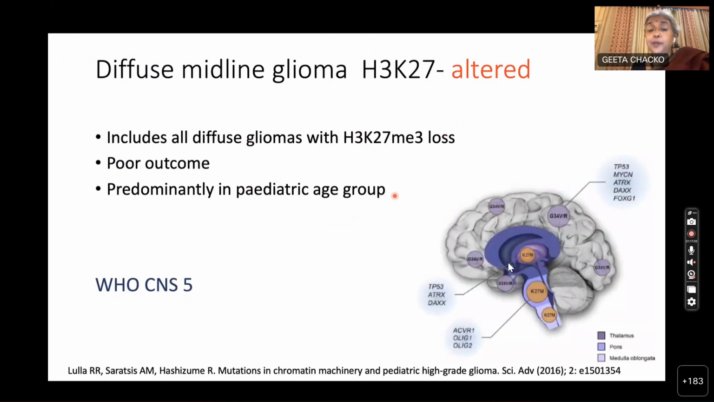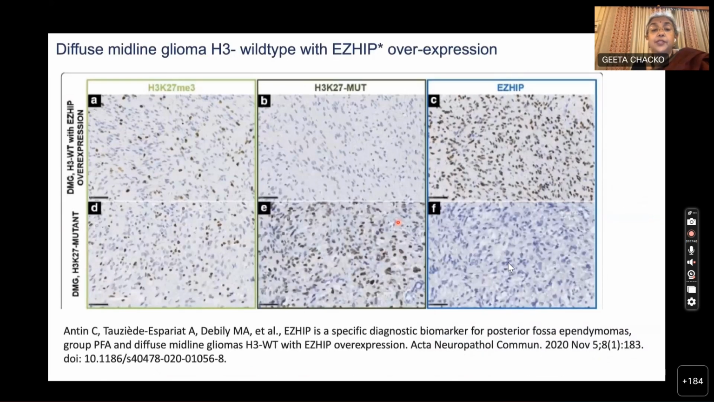They occur predominantly in the pediatric age group, and they may have other alterations along with, apart from the H3 K27 alteration. Now, how do you interpret this? If it is a tumor like ours, which is showing the H3 mutation and trimethylation loss, it is an H3 altered tumor, basically because it has this mutation. There are those that don't have the mutation, have the trimethylation loss, but show EZIP overexpression. And those are also H3 altered tumors.